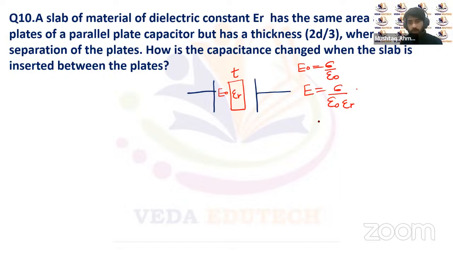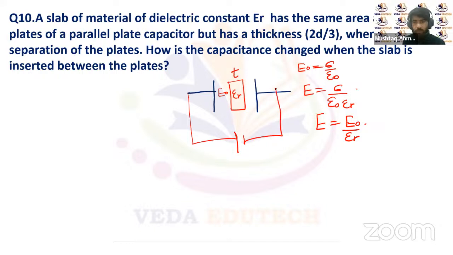You can write this E as E naught by epsilon r. This will be the electric field inside this dielectric. Let's suppose this is the capacitor connected to a battery of potential V. Now there will be some potential drop across this dielectric slab, and the electric field is uniform inside this dielectric slab as well. It's E naught upon epsilon r.